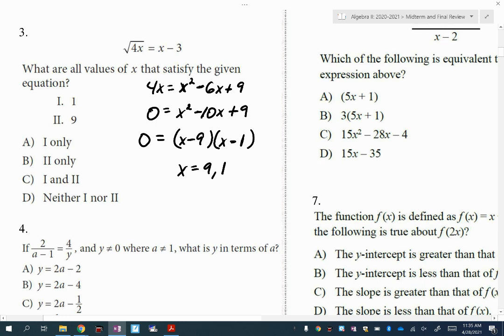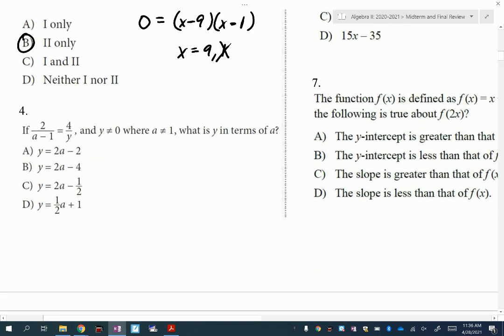If I plug in 9, I get the square root of 36 equals 9 minus 3, which is 6, so that's right. But if I plug in 1, I get the square root of 4, which is 2, equals 1 minus 3, which is actually negative 2, and 2 does not equal negative 2. So 1 is what we call an extraneous solution. So only 9 is going to make this true.